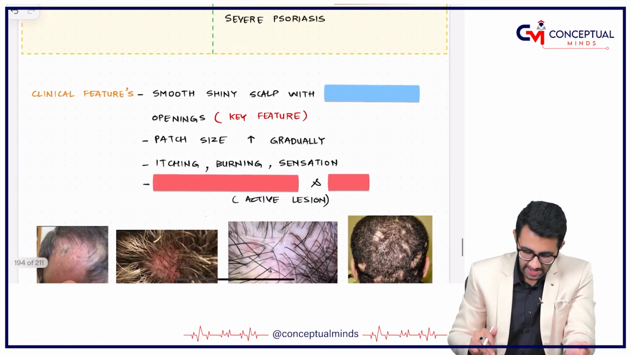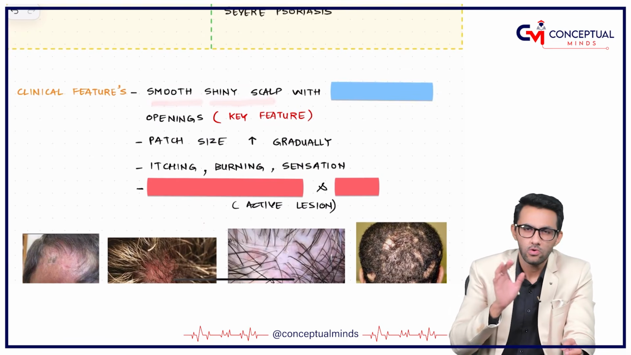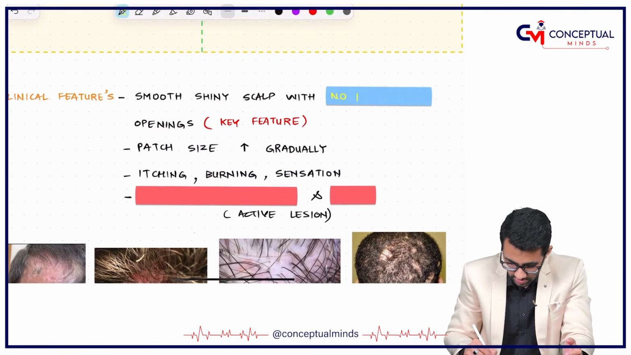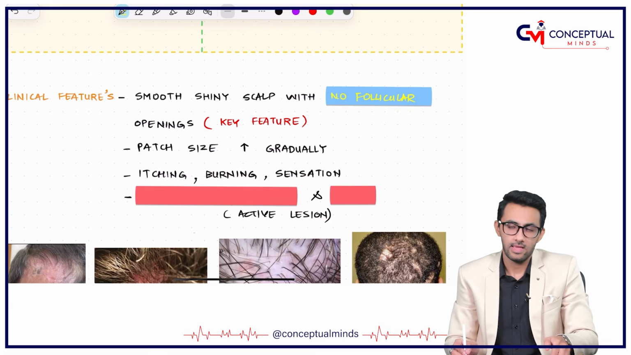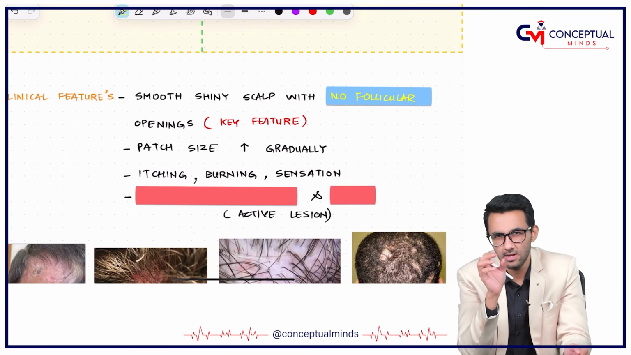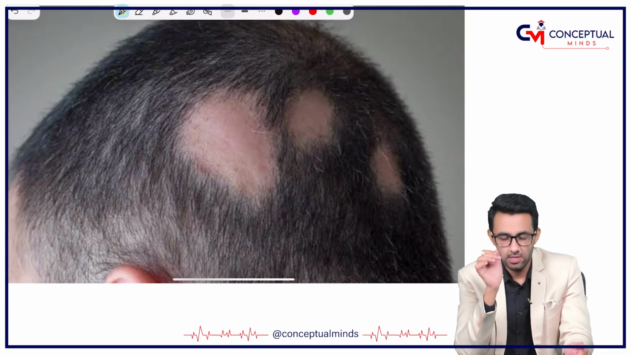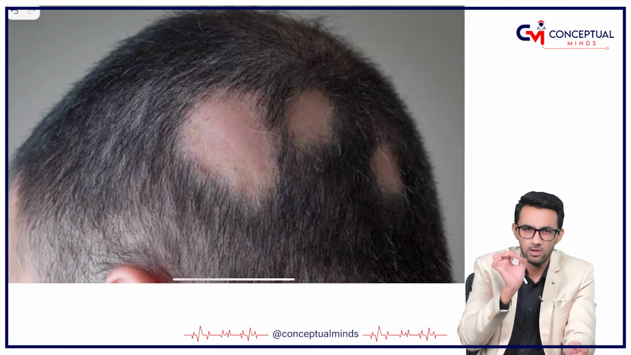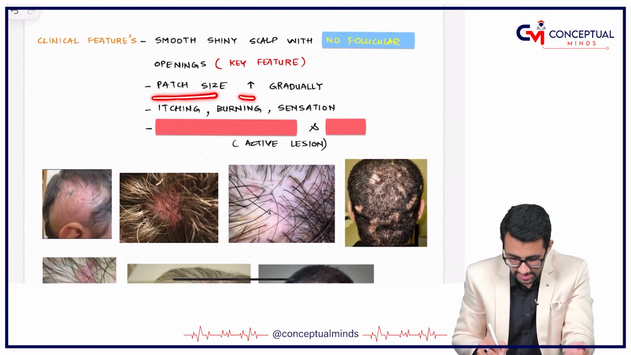Alright, so first of all, we have this one, that is a very smooth, shiny scalp with no follicular openings. Alright, that is one thing we need to remember. The skin over the scar would be very smooth. Right here you can see, if you see this image very carefully, it is just very smooth, shiny skin, the follicles are all closed up.